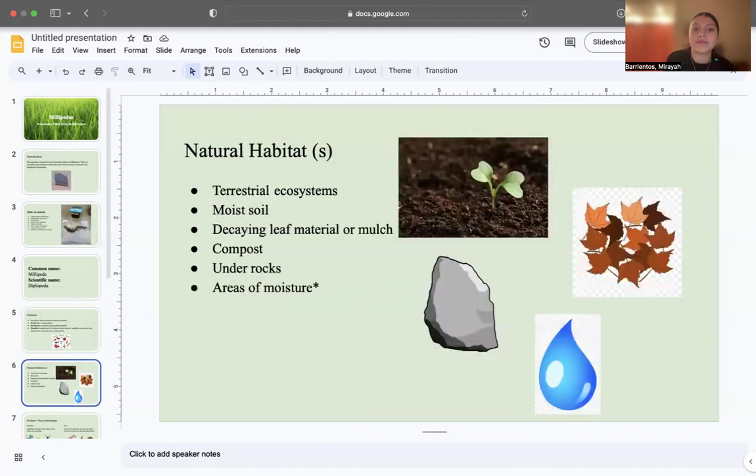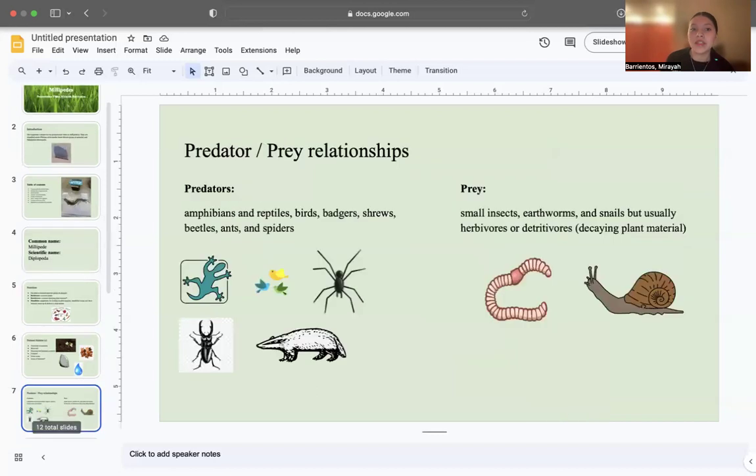So for natural habitats, they like moist soil and they like decaying leaf material or mulch. Like I said before, they like compost or under rocks since it's moist under there, and then areas of moisture in general. But yeah, terrestrial ecosystems, that's how you say it.